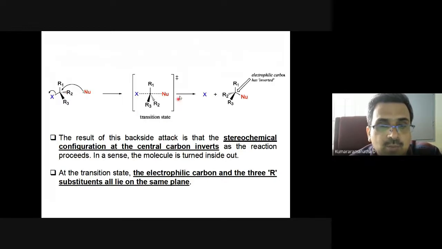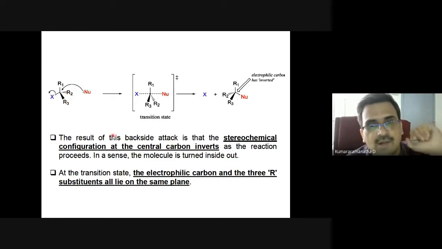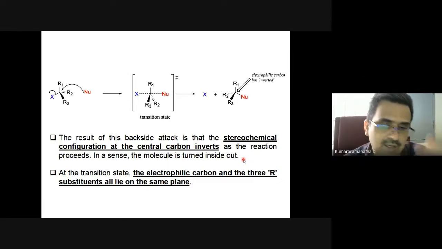So the important point is the transition state, where you have a 5 coordinated system, which is very unstable, which gives rise to inverted carbon. So that is what I told you: what you started from here gets inverted. You might have seen in the scheme, the animation. So because of backside attack, you get inversion in the carbon. Due to which you get an electrophilic carbon, and these things are in the same plane.